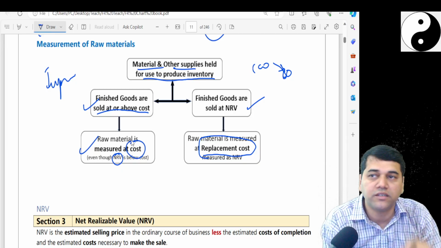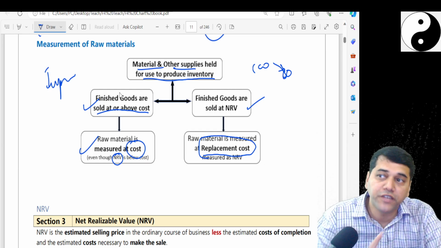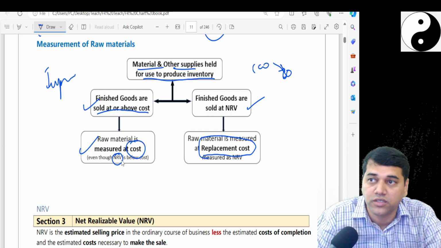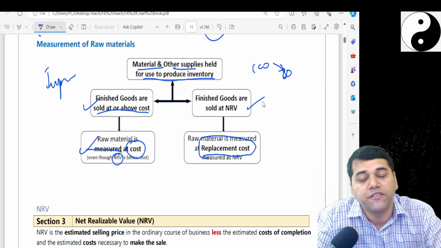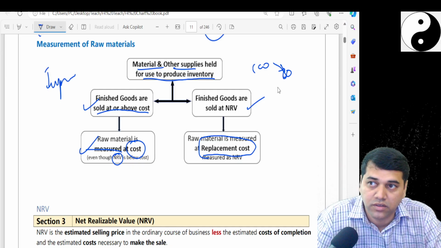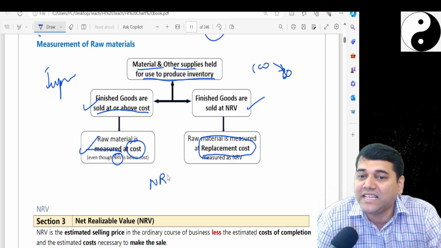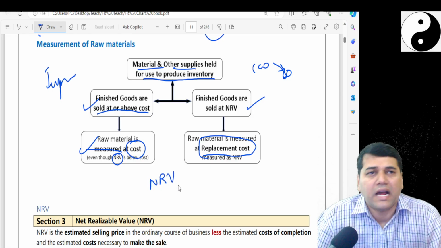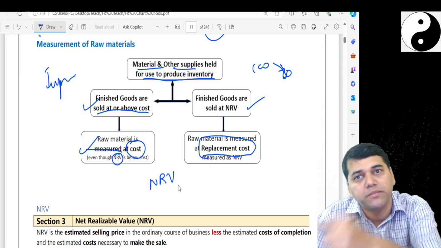What is the value of that plastic cover? You know its cost. But if the finished goods could have been sold above the cost, then you would have measured at cost, not at its NRV. But if the finished goods are sold or valued at less than cost, then generally I should have valued the raw material at net realizable value. But I don't have any net realizable value for plastic, because I'm not a plastic seller, I'm a vegetable seller or a fruit seller.